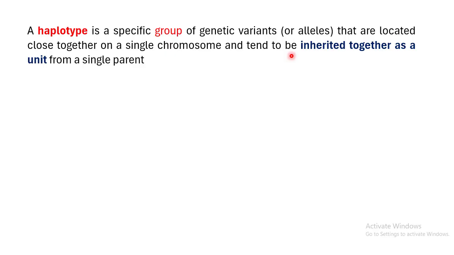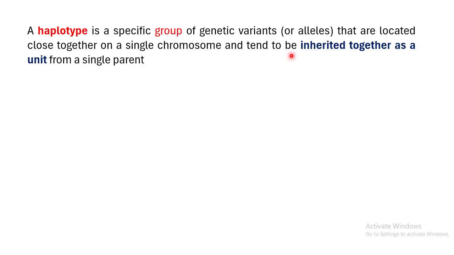What that would mean is that there is a group of mutations, and that group of mutations is transferred from the parent to the offspring, thereby causing that particular disease condition, color blindness in this particular case. So this group of genetic variants which are inherited as a unit from a single parent is known as the haplotype.